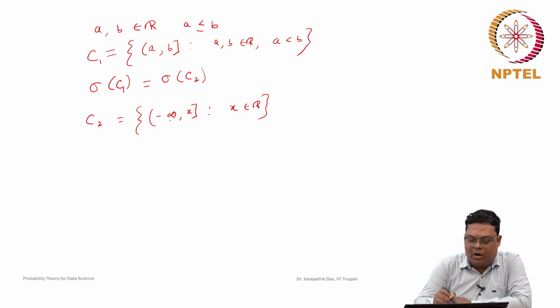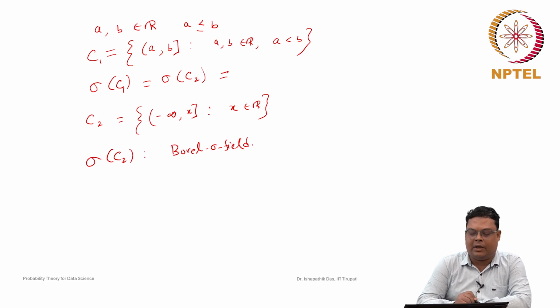Here also, all collections, whatever you have to include, complements, countable unions, all these things you have to include. So you can see that both sigma fields are the same, and this kind of sigma field has a known name. This sigma field generated by C2 is known as the Borel sigma field.